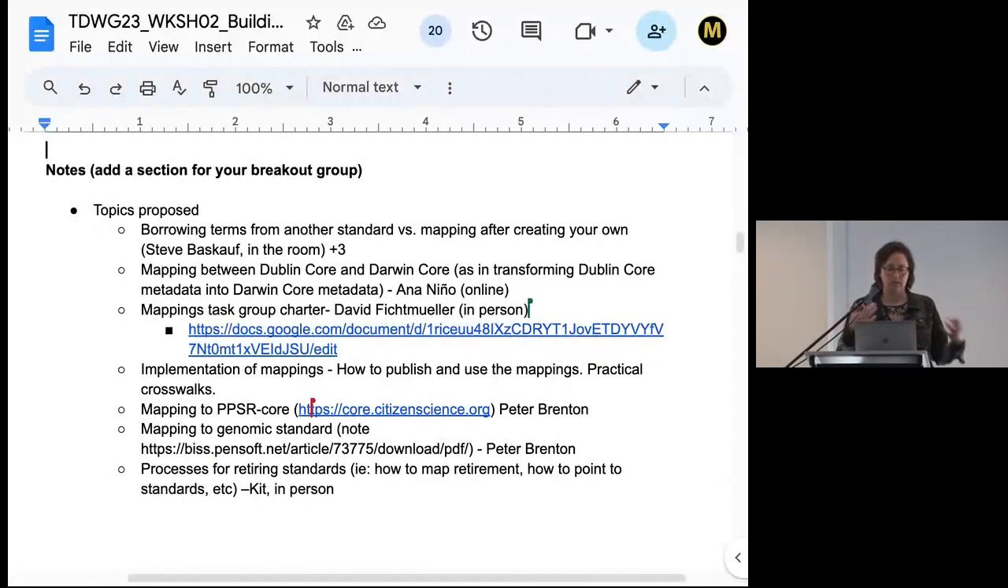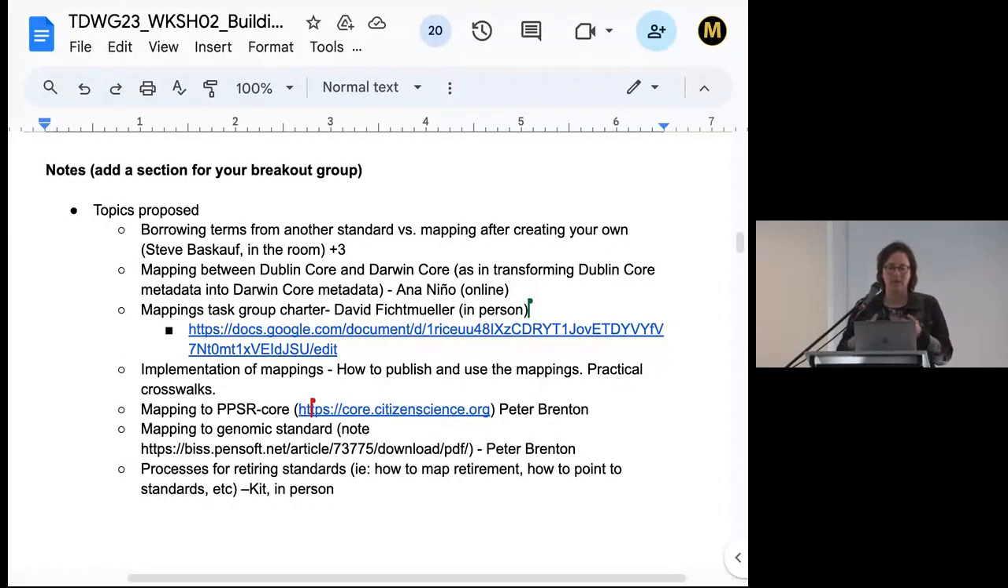Where would this registry of mappings be? Or is it with TDWG or with anybody who contributes? Do they publish those mappings themselves? Or what would DBIF do? Important would be if we have a reference implementation to publish that.